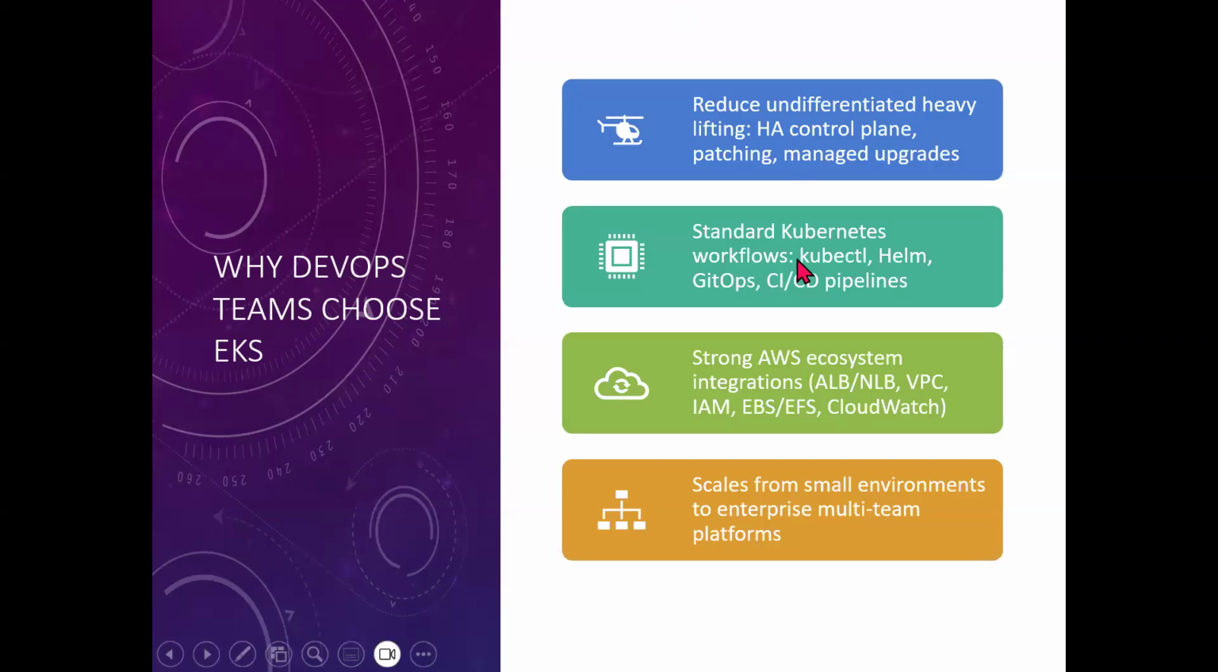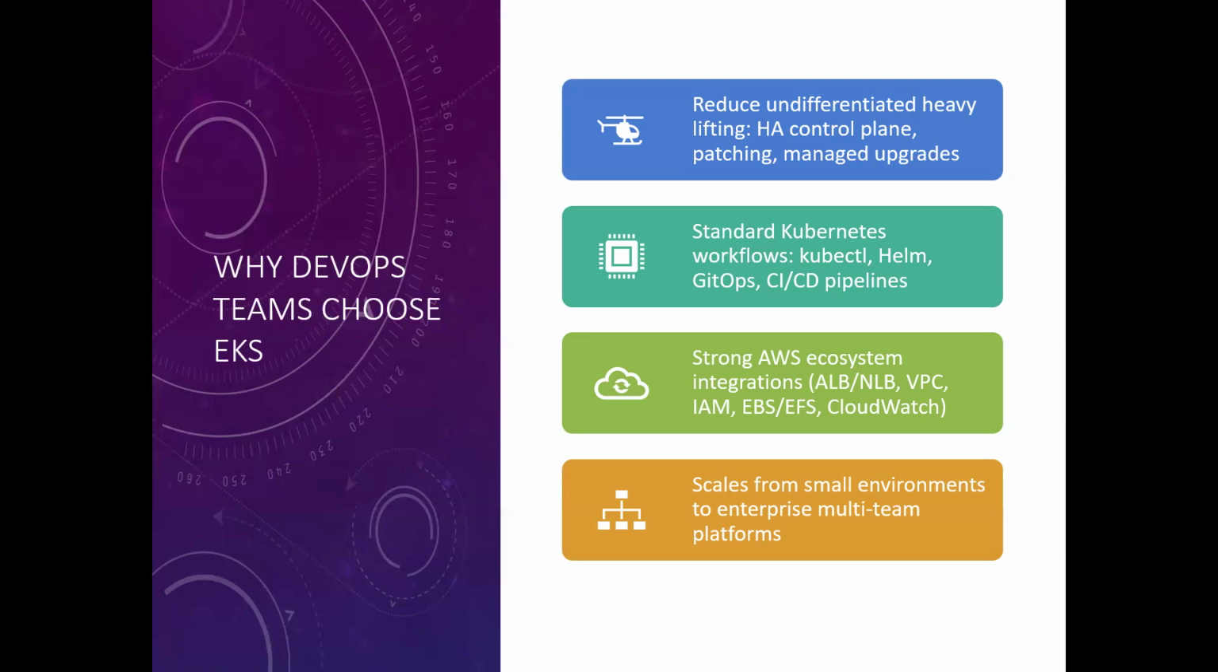So we have the standard Kubernetes workflows: kubectl, Helm, GitOps, CI/CD pipelines. We are going to study GitOps. Very, very important. We'll study Argo CD as a deployment mechanism and technology for Kubernetes. Of course, there is strong AWS ecosystem integration: ALB, NLB, VPC, IAM, EBS, EFS, and CloudWatch.